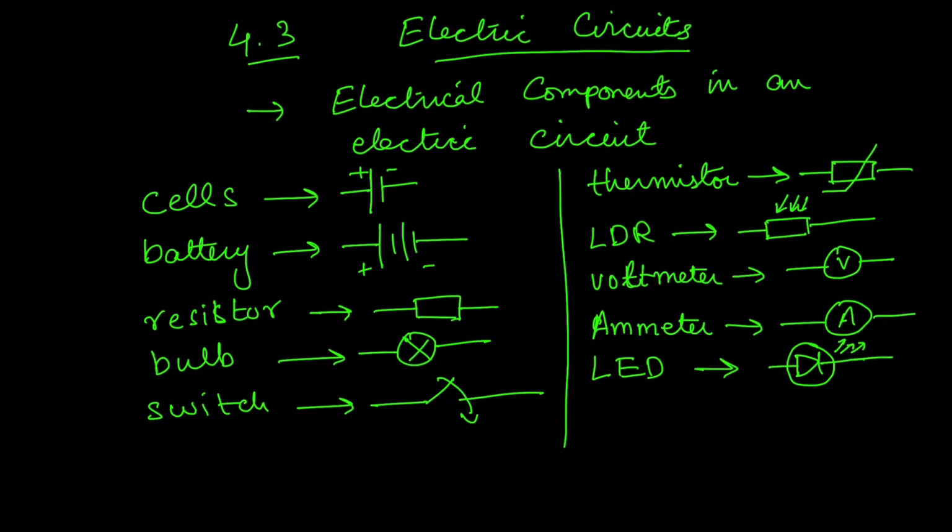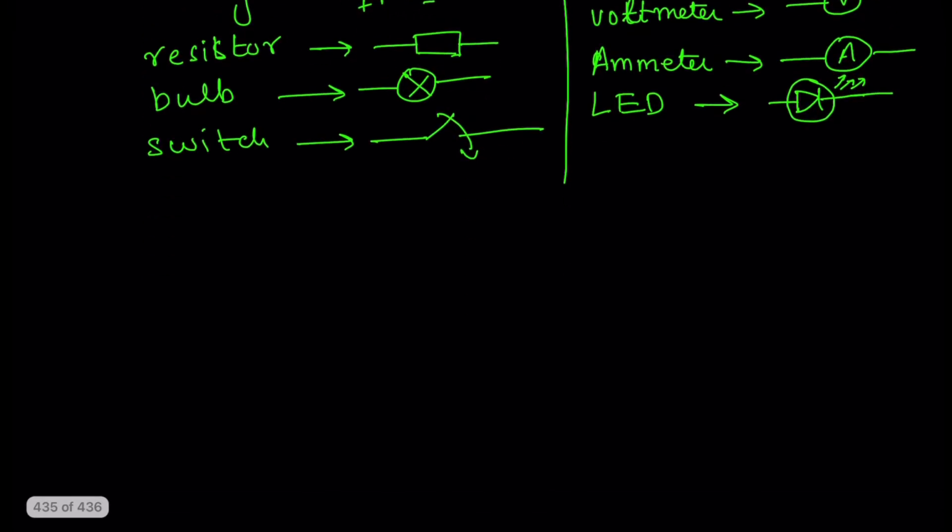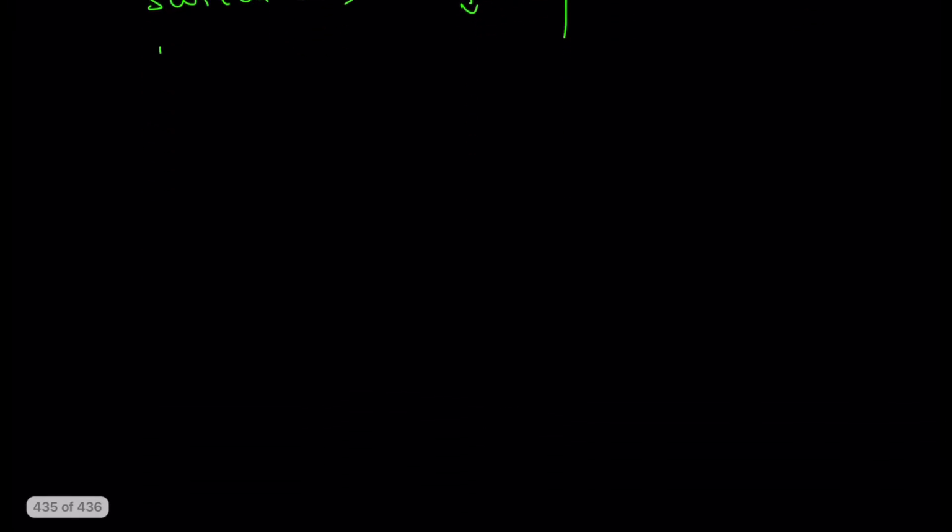So these are some of the electrical components that are used in an electric circuit. An electric circuit is a combination of these components when they are used together. So this is some brief overview about the electrical circuits and its components. Now we have to discuss about the types of electric circuits.